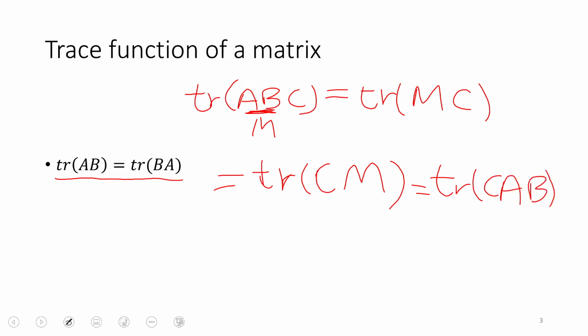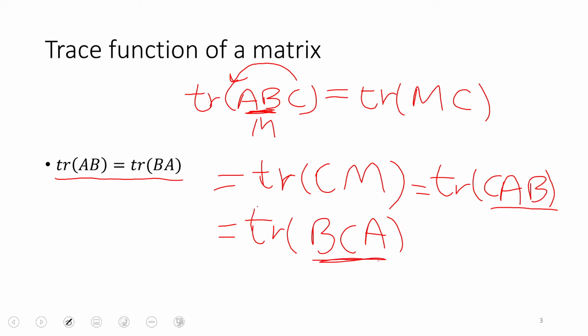So the trace of ABC is equal to the trace of CAB, if you move C to the front. You can do it one more time: move B to the front, so it equals the trace of BCA. Basically, you rotate. Once you have the trace of three matrices multiplied together, you can rotate the last one to the front, and it remains the same. So this is a good property of the trace.